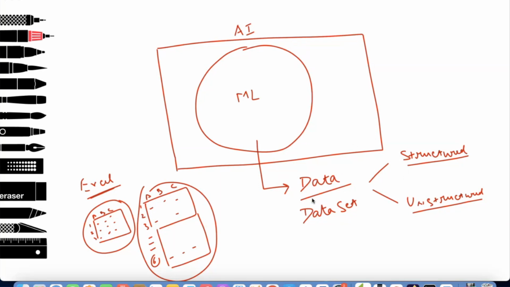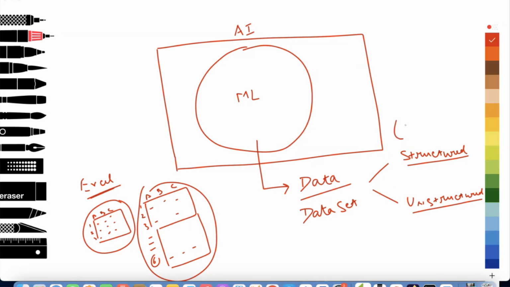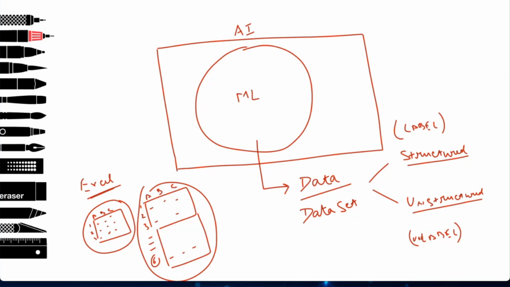Likewise, when you talk about machine learning, there are different types of data: structured, unstructured, good, bad, or you can say labeled or unlabeled. Labeled and unlabeled data. And on the basis of this data, what will machine learning do? Machine learning is going to create different types of learnings for us.